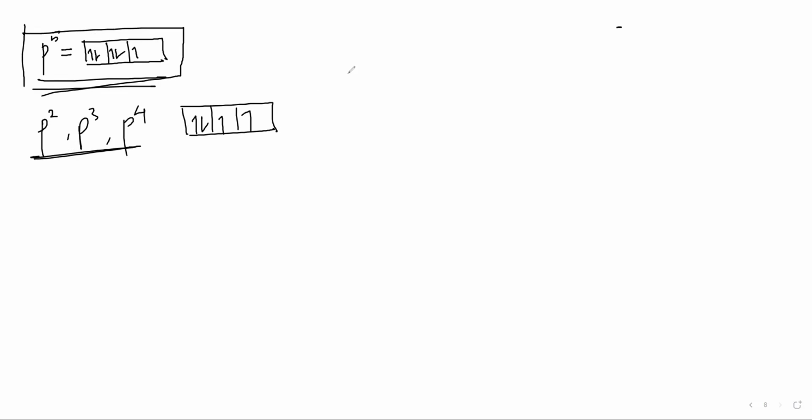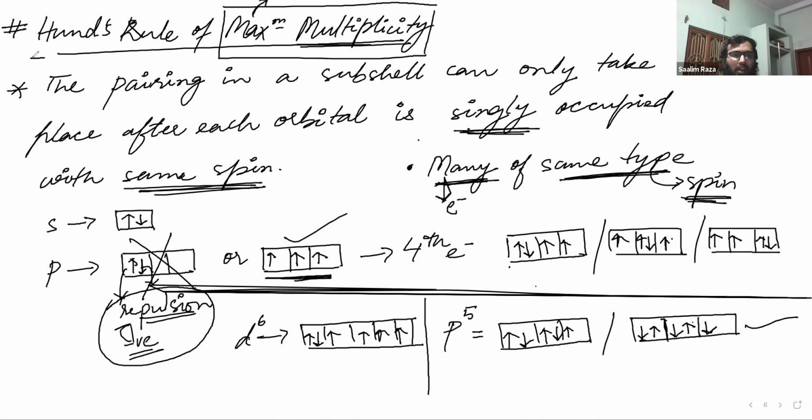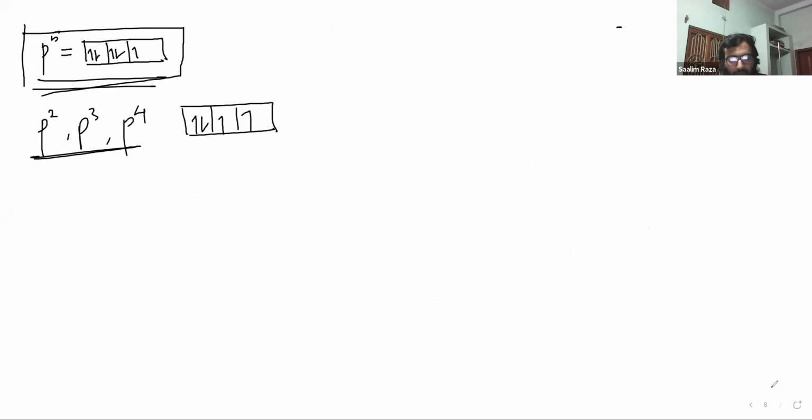The maximum multiplicity is the name given, right? It is the name. For example, in P5 we don't have any choice. We cannot violate Hund's rule of maximum multiplicity, and we cannot even fill in accordance with it, because we have only one choice. Hence, the rule doesn't come here. The rule will come only where we have a choice in these cases.